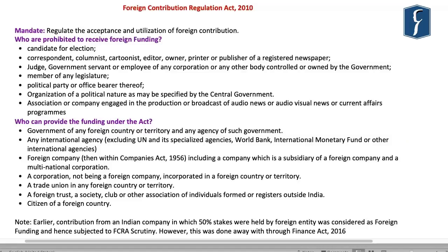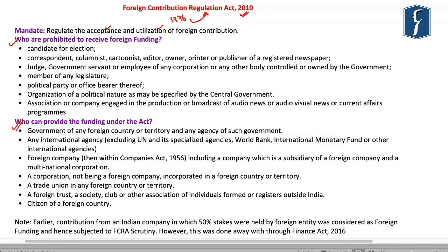So in order to regulate the acceptance and utilization of foreign contribution, earlier we had the Foreign Contribution Regulation Act 1976, and this was replaced by a more comprehensive and wider Foreign Contribution Regulation Act 2010. This act basically states who can receive foreign funding, who cannot receive foreign funding, under what circumstances one can receive foreign funding, and who all can provide foreign funding.